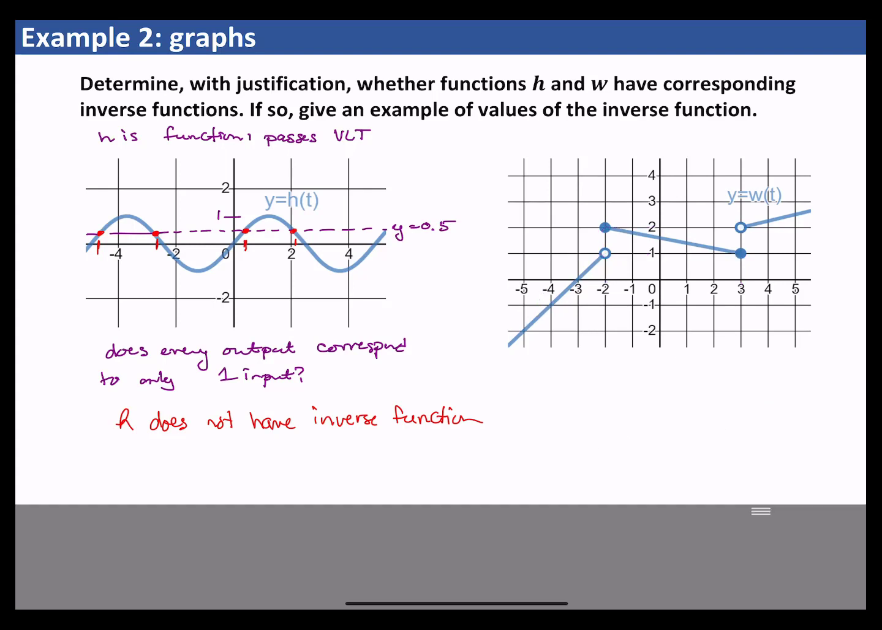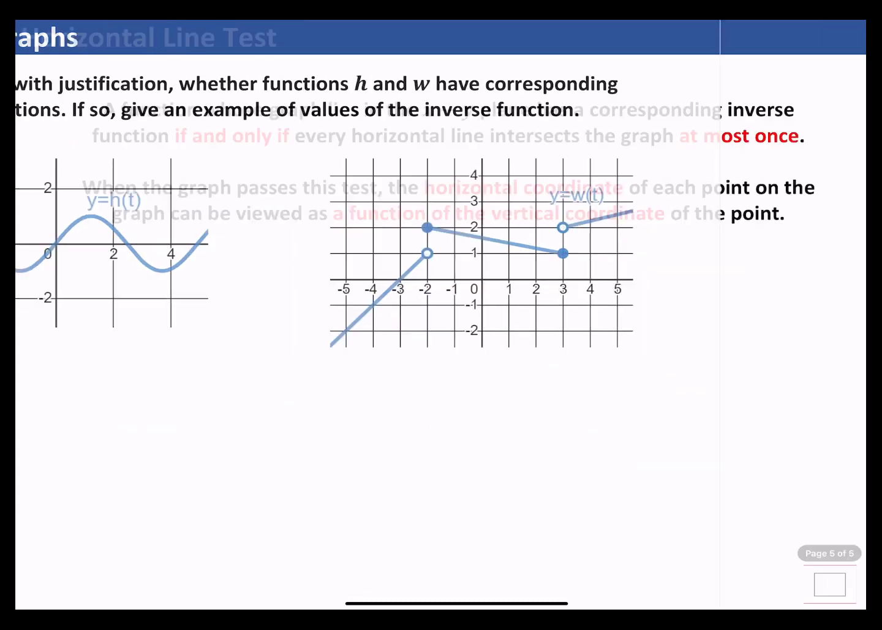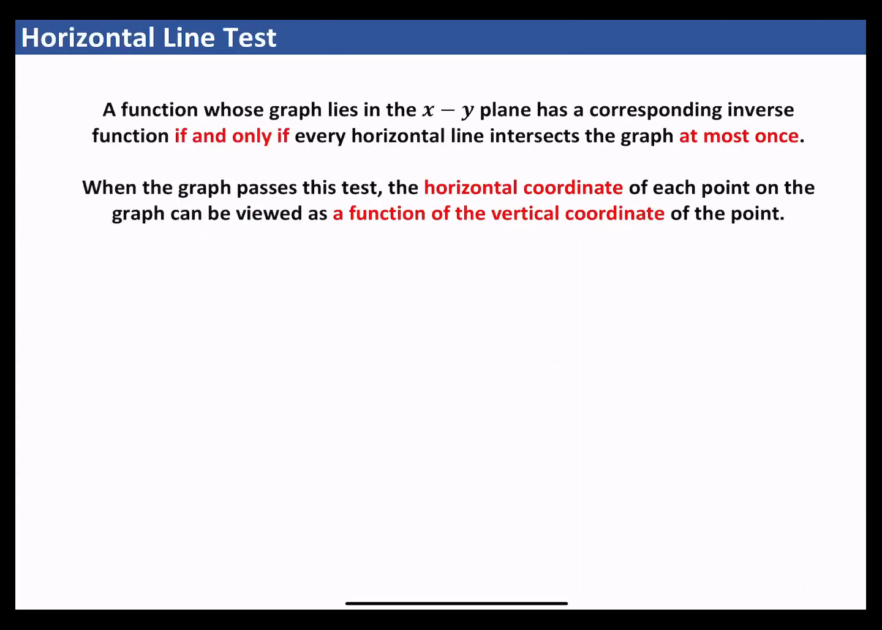The graphical observations we made from these functions provide a general test that we call the horizontal line test for whether or not a function given by a graph has an inverse function. The horizontal line test states that a function whose graph lies in the xy plane has a corresponding inverse function if and only if, that means this must happen, every horizontal line intersects the graph at most once.